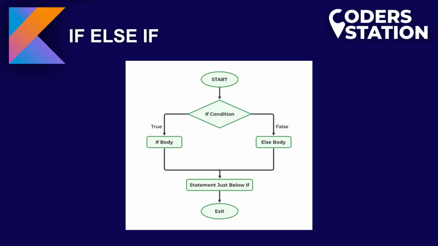But if the condition is false, we make one more check of the else if, where we check one more condition. If the condition is true, we execute that else if part. But if it turns out to be false, then we go to the next part, that is the else part, and this else part will be executed no matter what. So let's understand this better inside the code.